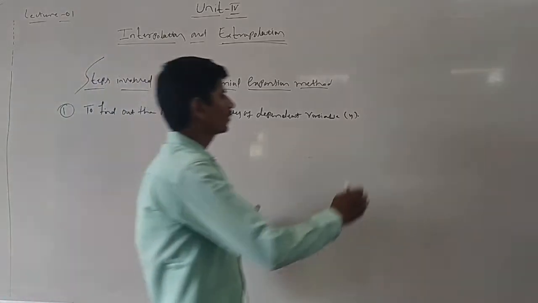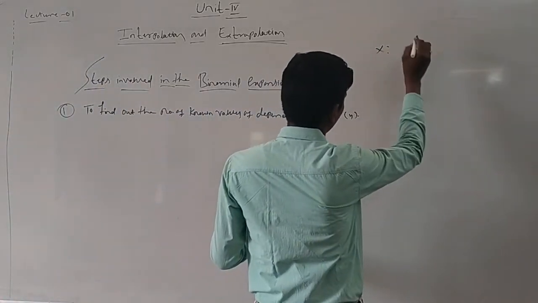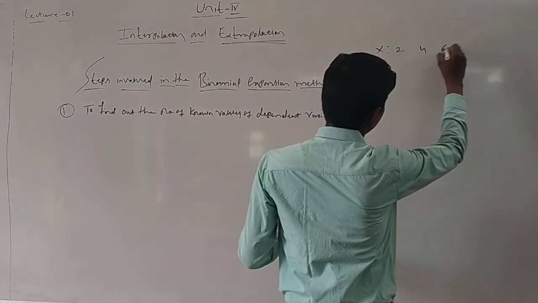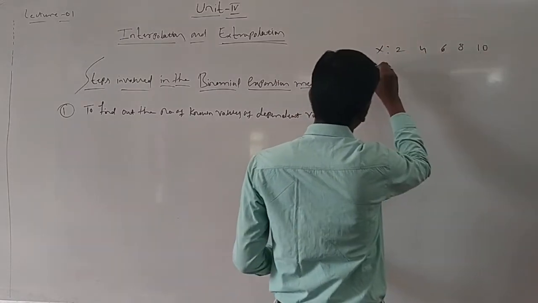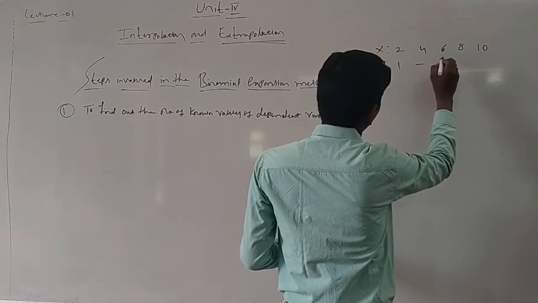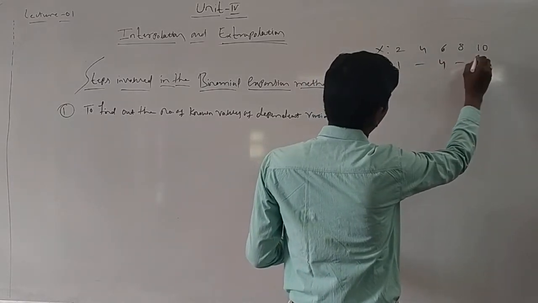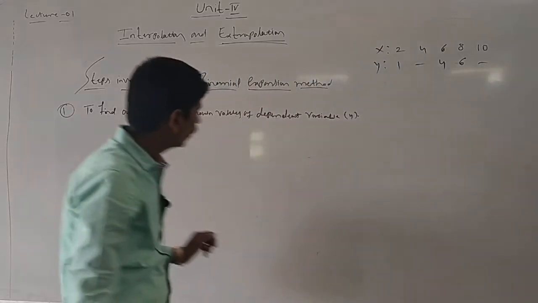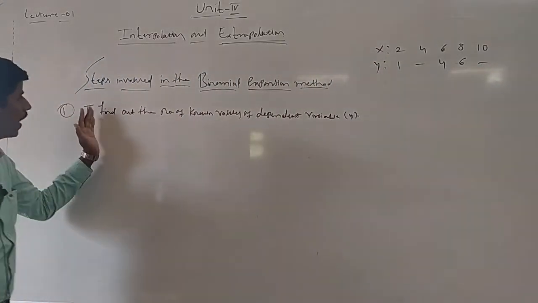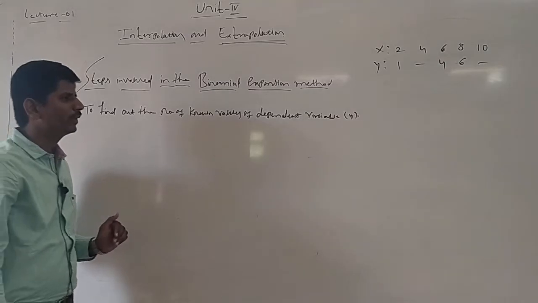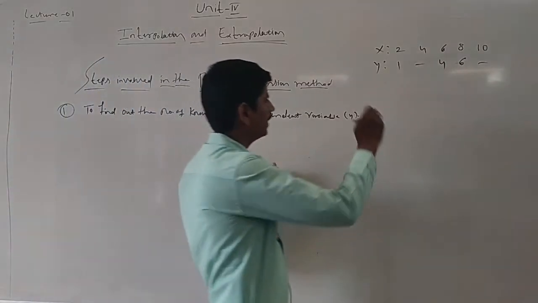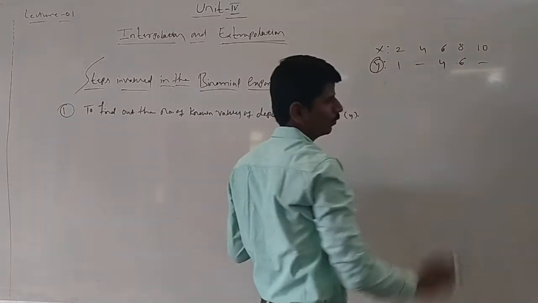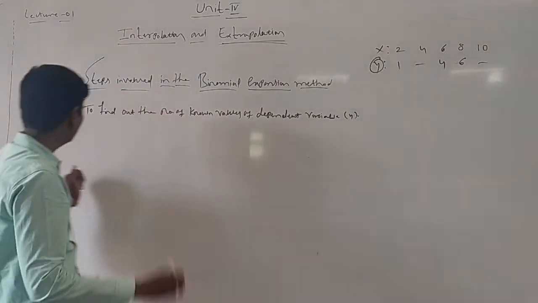See here, for example, X values 2, 4, 6, 8, 10 with respect to Y values 1, dash, 4, dash, 6, dash. What is the first step? To find out the number of known values of the dependent variable Y. Y is the dependent variable. Number of known values are 1, 2, 3.